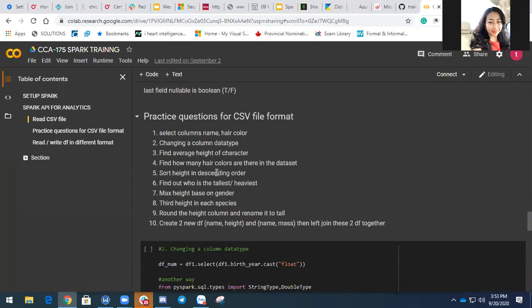This notebook is particularly for CCA 175. In this certificate, you will be asked how to read and write with different data sources: CSV, Parquet, text. I think there are a few others, but I don't remember, so I have to look at it.